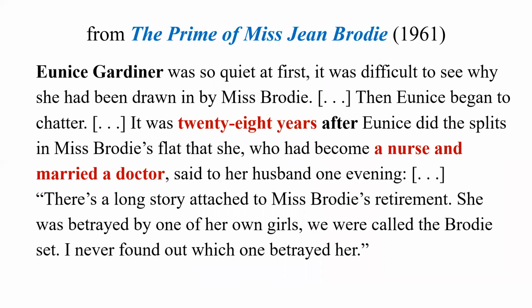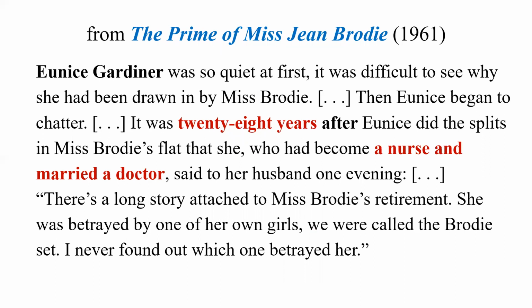We have got Eunice Gardiner, one of the 6 girls in the Brodie set. Right now, the narrative is about the young schoolgirl Eunice Gardiner and her visit to Miss Brodie. "Eunice Gardiner was so quiet at first, it was difficult to see why she had been drawn in by Miss Brodie. Then Eunice began to chatter." Then there is the shift.